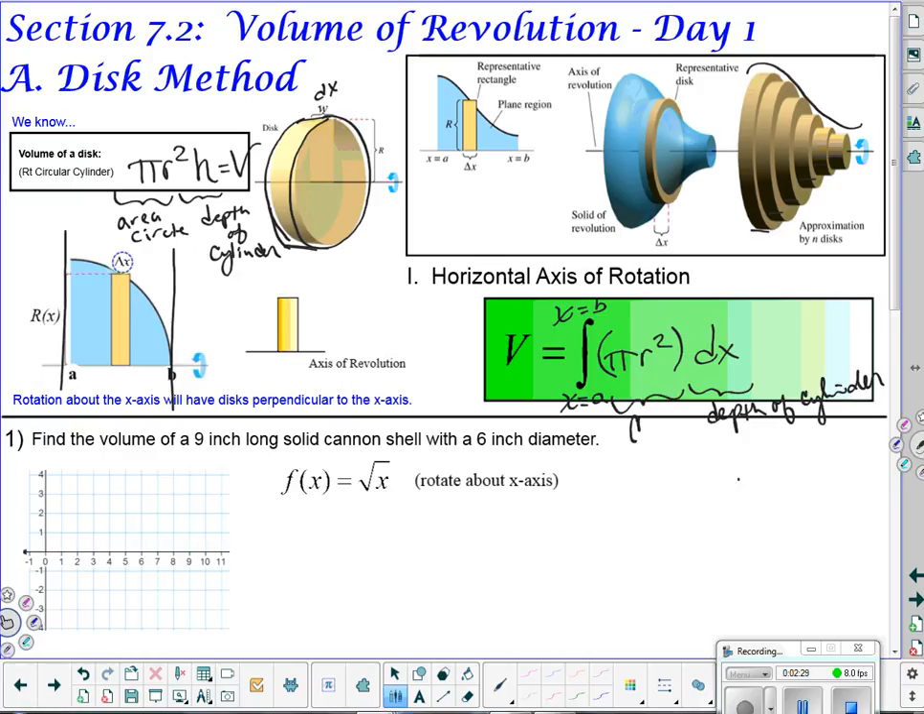All right, and then we get area times depth gives us volume. So this is the basic formula.